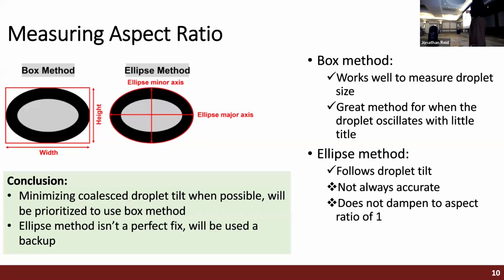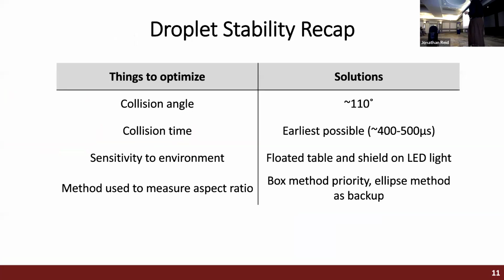So the conclusion from those experiments was that if I can do anything to minimize the tilt of the coalesced droplet, then I will use the box method, but if not, I will use the ellipse method as a backup. So to summarize what I mentioned, the best collision angle is around 110 degrees. The best collision time is as early as possible, which is normally around 400 to 500 microseconds.